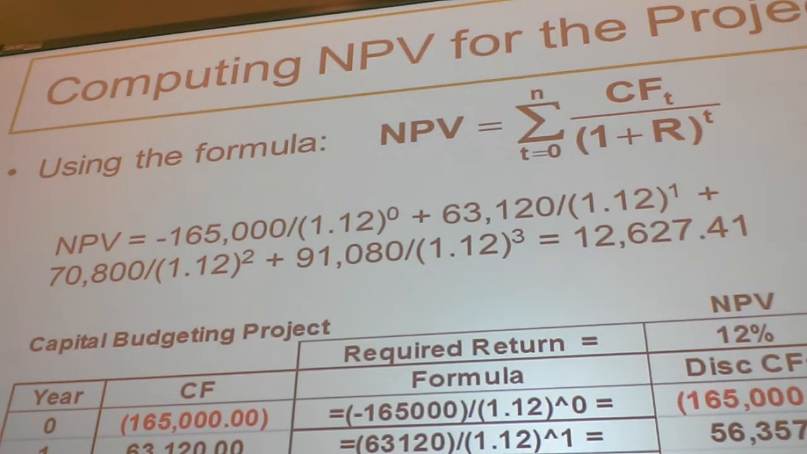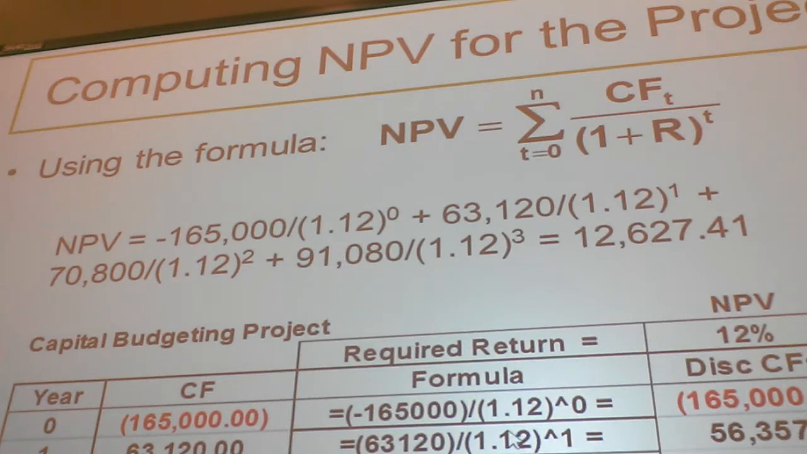And you move on further, and it's pretty elementary stuff that we've done in the past. 63,120 over 1.12 to the first power. Then 70,800 over 1.12 to the second power. 91,080 over 1.12 to the third power. And you add all those up, you get 12,627.41. That's the NPV. That's the mathematical way to calculate. There is another approach, but first we need to teach the mathematical way because it's important for you to note that.